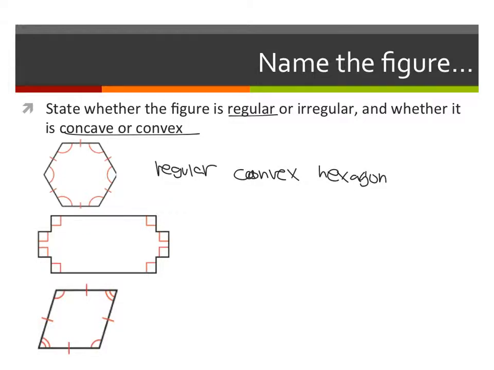Do you want to give the next one a try? Concave, regular. Concave, regular? Why do you say regular? Oh no, it's irregular. Why do you say irregular? Because none of the sides are congruent. Right. Some sides are congruent, but not all of them, right? So it's irregular.